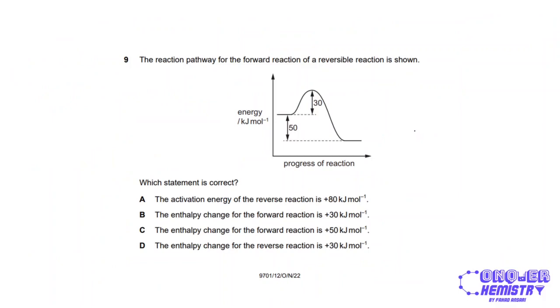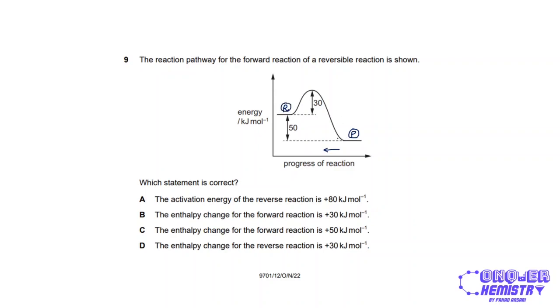Now a simple question on a reaction pathway diagram. It says over here, which statement is correct? It says the activation energy of the reverse reaction is plus 80 kilojoules per mole. Now over here, first of all, we have the reactant energy level and the product energy level. If I'm talking about the reverse reaction, I have to read this backwards. The products are going to be converted to the reactants over here.